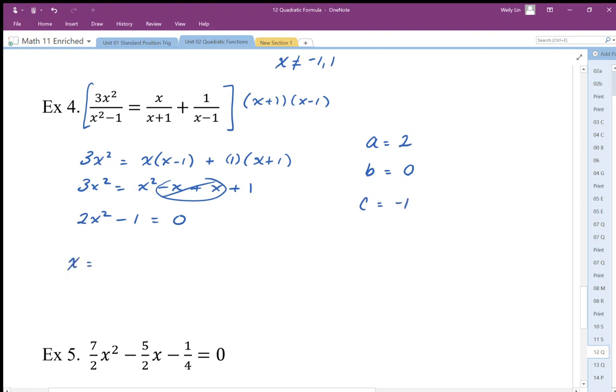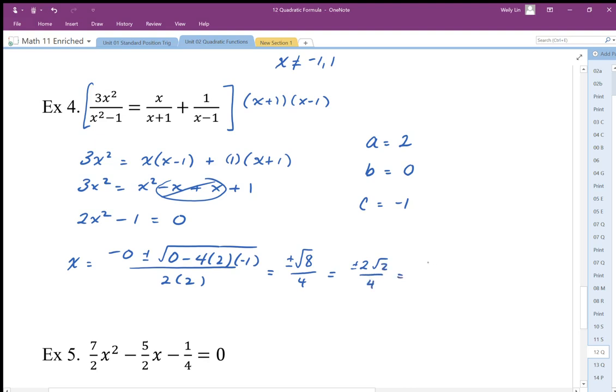Okay, plugging this in, we end up with -0 plus minus square root of 0 minus 4 times a times c, all over 2 times a. This works out to be plus minus the square root of 8 all over 4. This simplifies to root 2 over 2. Okay, so plus minus square root 2 divided by 2.